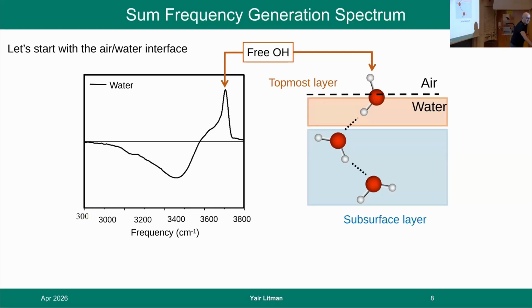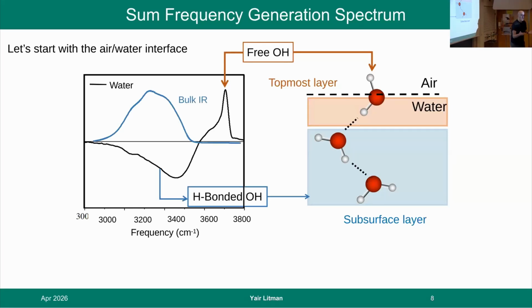So if the transition dipole moment points towards, let's say, up, or is positive, then we will have a positive signal. And then if we go a little bit lower in frequency, we have what we call, broadly speaking, the hydrogen bond region. Because we have a negative signal, we know that on average, all these water molecules that are forming hydrogen bonds are oriented towards the bulk.